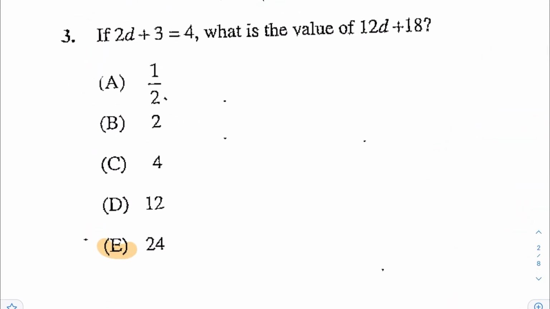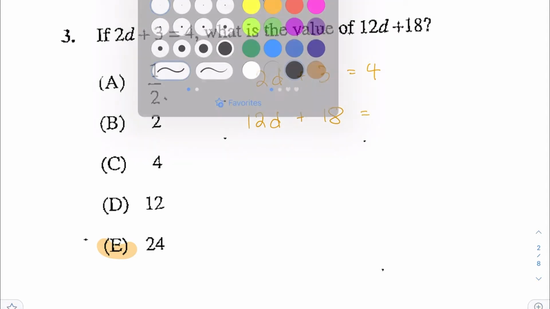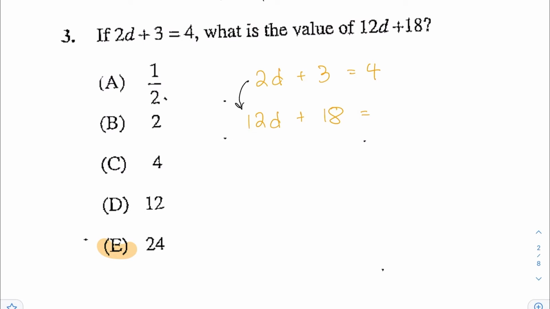All right, next for number 3, if 2D plus 3 is equal to 4, what's the value of 12D plus 18? So here, we can actually solve for D, because it's one equation and one variable. You can subtract 3 and then divide by 2, but then you wouldn't have to multiply by 12 and add 18 again, because we don't want to solve for D. We actually want to solve for 12D plus 18, and the way this problem is set up, if you notice the coefficient 2 to 12, you have to multiply by 6. And so you do the same thing for that 3. So this 3 times 6 is also equal to 18.